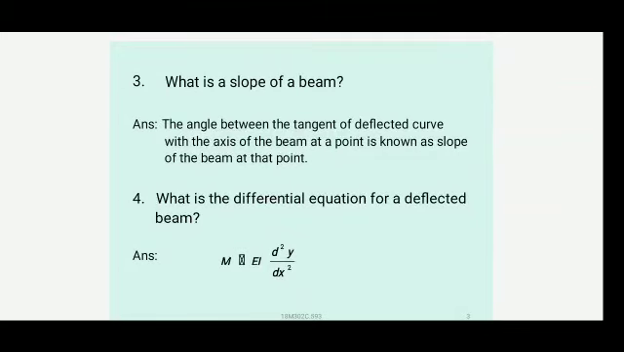What is the slope of a beam? The angle between the tangent of the deflected curve with the axis of the beam at a point is known as the slope of the beam at that point. What is the differential equation for the deflected beam? The differential equation for the deflected beam is M, the bending moment, is equal to EI, flexural rigidity, into d square y by dx square.